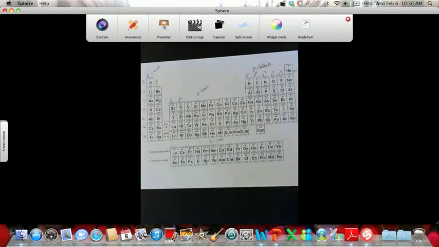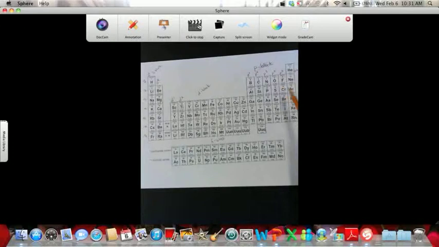Halogens are the elements that are in group 7A. Their sublevel is P, and all of them have P5 as their last orbital. So fluorine will have 2P5. Chlorine will have 3P5. Bromine will have 4P5, and so on. And that's their relationship there.